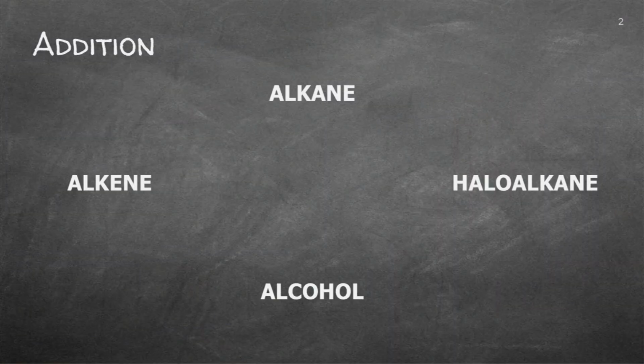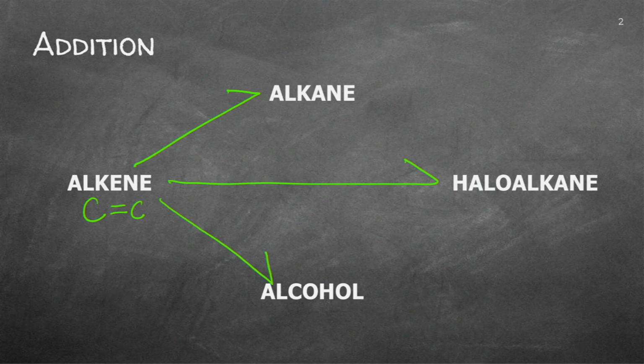Let's see what the addition reactions were. We said we can add to the double bond. So we can go that way, we can go that way, and we can go that way. Just in short, I'm going to add with water. So I'm hydrating. I'm going to add with a halogen. And here I'm going to add hydrogenation, hydrogen.